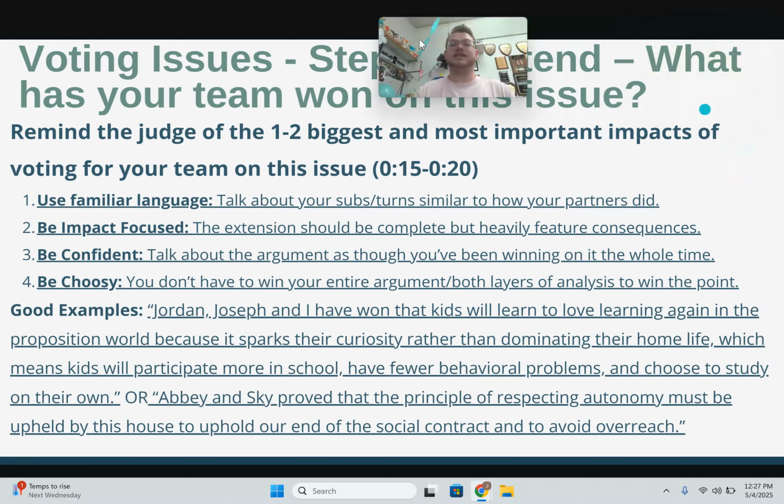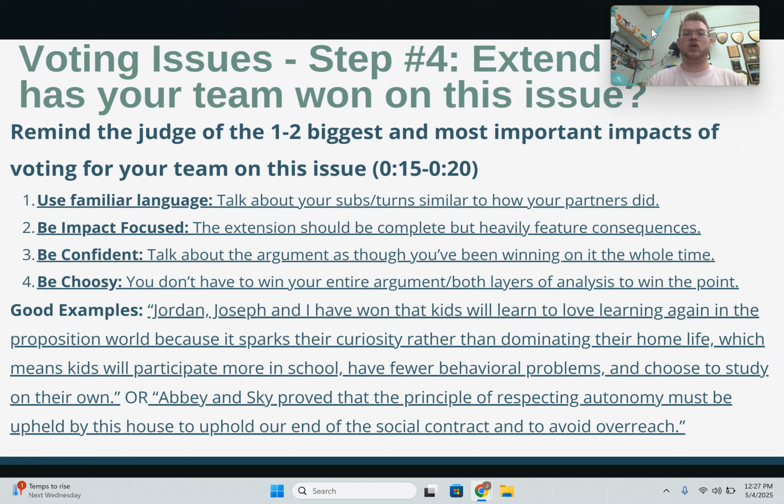Step 4 is to extend what your team has said on this voting issue that wins it and is a reason why you are going to win the whole debate. So you remind the judge of your biggest and most important impacts of voting for your team on this issue. It's not that you skip over the status quo or the way that the motion affects the issue to create your impact, but you want to be more impact-centric than your previous speakers were. And this should take you 15 to 20 seconds.